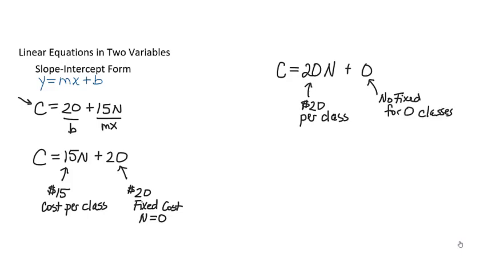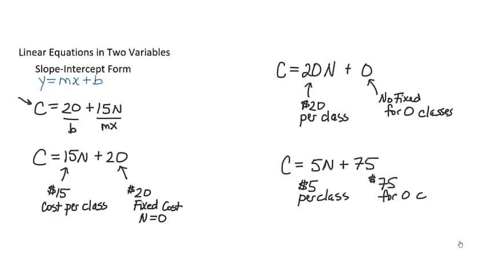Or let's suppose I told you that the cost for ballet classes was going to be 5N plus 75. Do you know what the cost per class would be and what the fixed cost at 0 classes would be? If you said $5 per class and $75 for the fixed cost for 0 classes, you would be right.